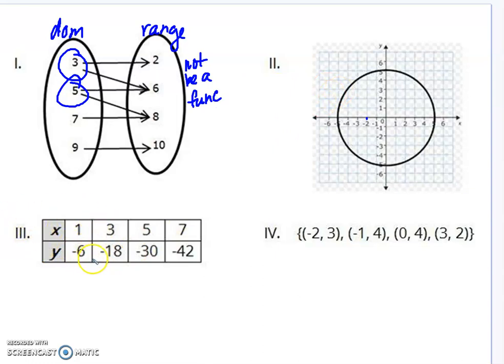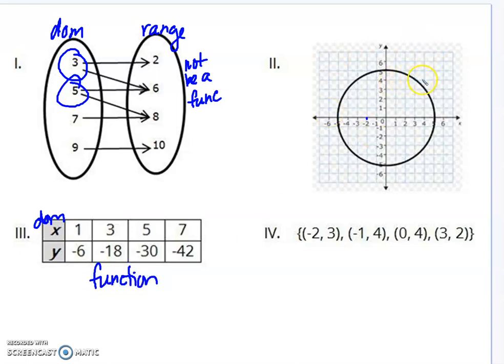This one down here, again, our domain are x values. So you have 1, 3, 5, and 7. First of all, none of those are ever repeated, which means they cannot be attached to multiple values of the range. So this is a function.